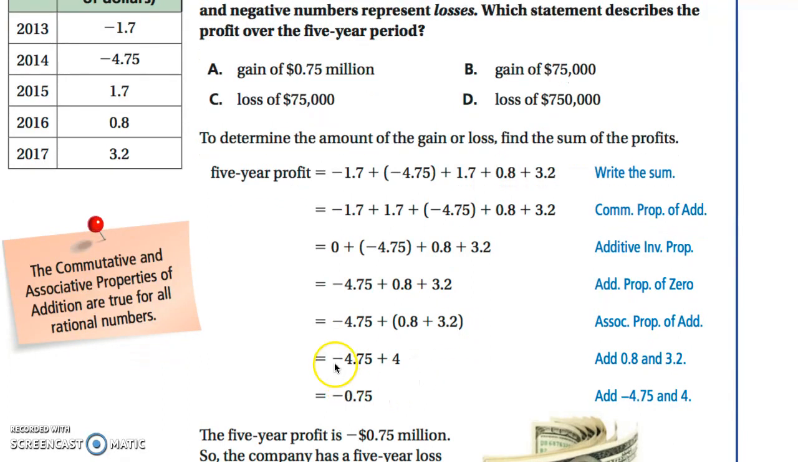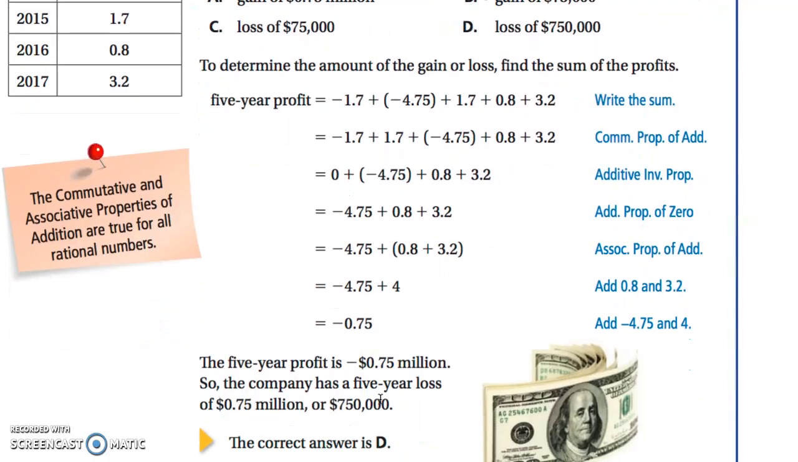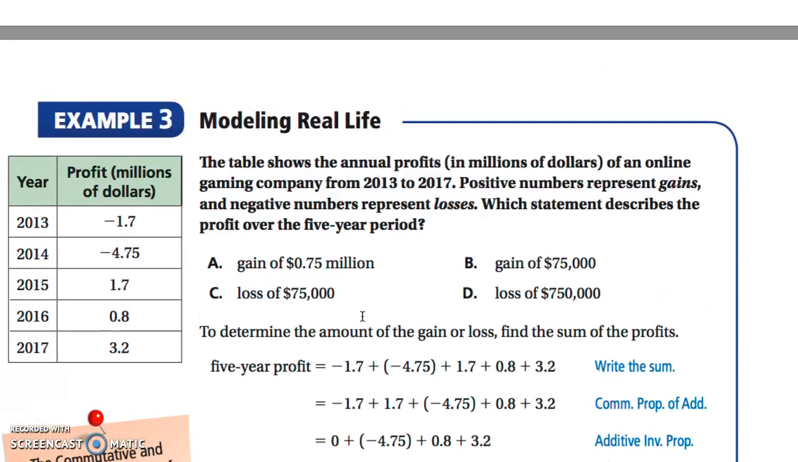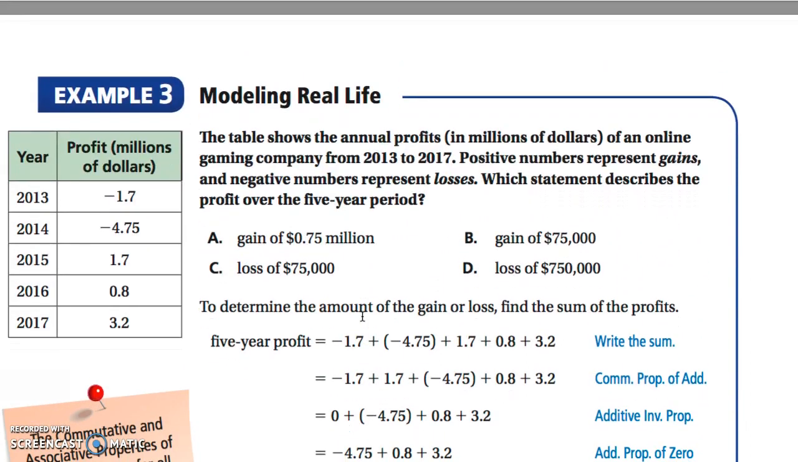And taking my losses from the negative 4.75 plus the 4, different signs subtract, I end up with 0.75 million. So the 5-year profit is negative 0.75 million, which is actually a loss. So in the 5 years, they had lost 0.75 million or $750,000. So basically, this is all on big ideas. You can watch videos, tutorials, adding and subtracting rational numbers, and that's it.